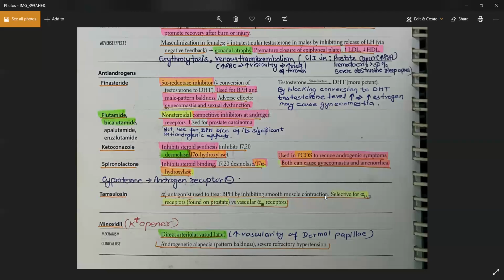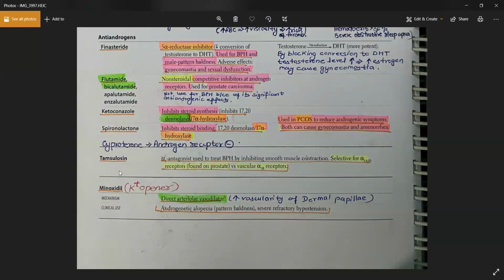The final drug is minoxidil, which is a potassium channel opener, and this drug is useful for treating baldness. It will cause vasodilation, increasing the blood flow to the head, to the hairs, which will cause increased growth of hair. So it will be useful for the treatment of androgenic alopecia, but it can cause hypotension. So this drug will also be useful for severe refractory hypertension because it causes vasodilation.